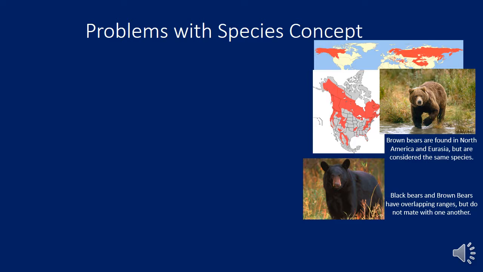We have this other bear here in North America, the black bear. Their ranges overlap quite a bit, especially up in the north, but however, they do not mate with one another, so they're definitely different species.